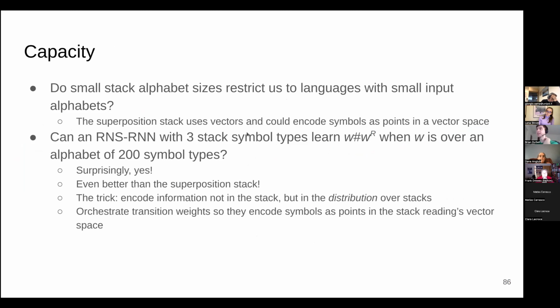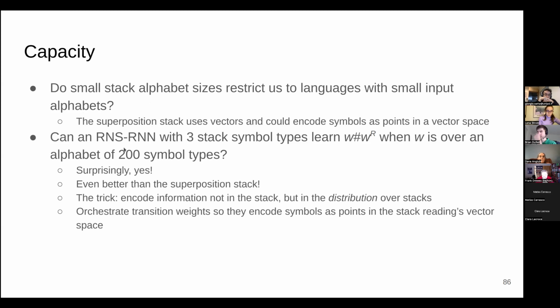All right, last thing is talking about capacity. So this tackles the question, when we're restricted to using a small stack alphabet size in the RNS-RNN, does this limit the amount of information we can pack on the stack? And this seems to be a disadvantage compared to the superposition stack, which can just use vectors to encode symbols as points in a vector space.